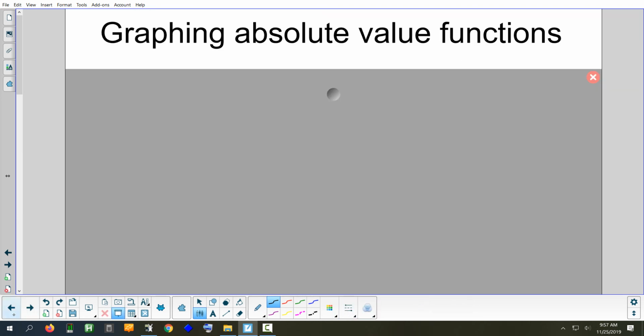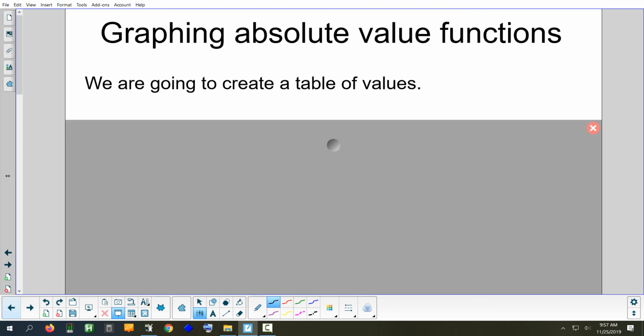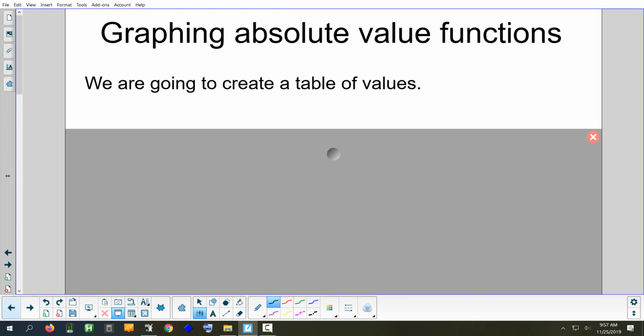All right, the last thing before we look at some examples. In order to graph a V-shape, you're going to make a table. We've done tables a lot. We make tables for different things, and we're going to make a table for this.